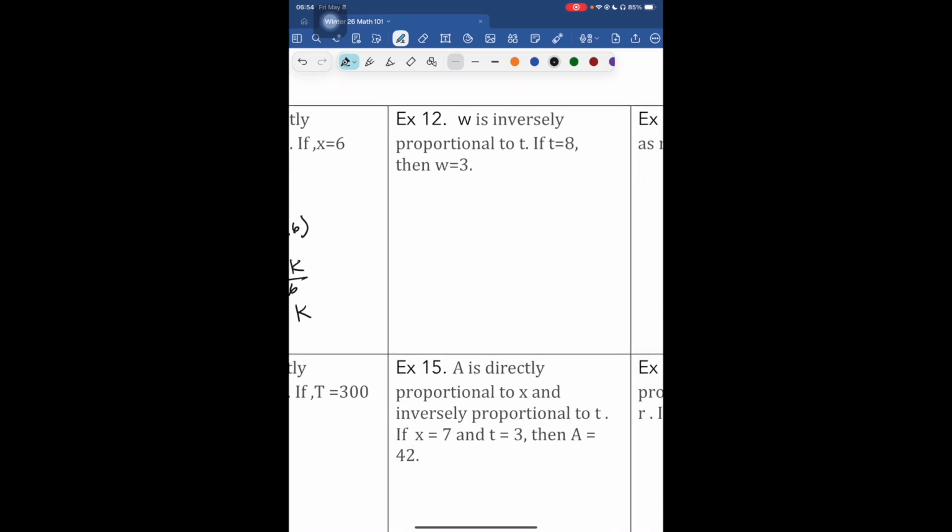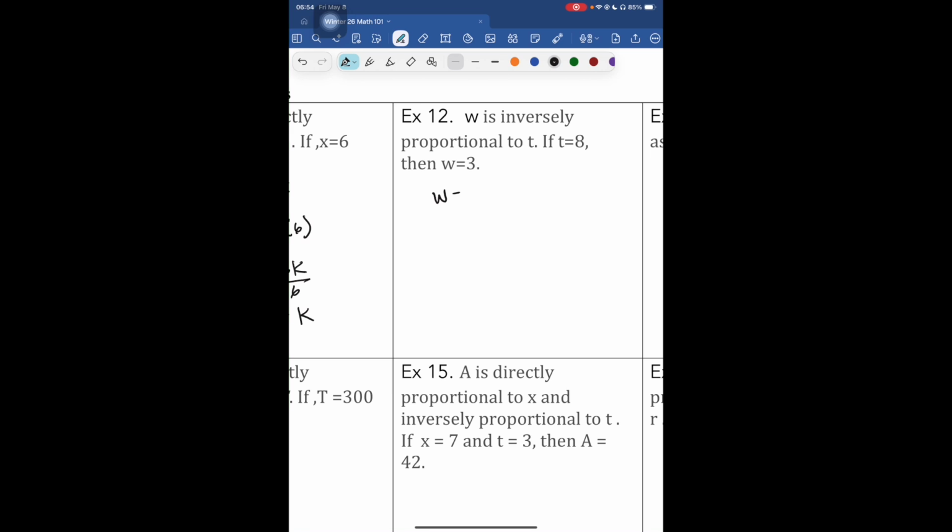Okay, example 12. W is inversely proportional to T, so it's going to be a fraction, with my constant k. If T is 8 and W is 3, what does k equal? Remember that when we have a fraction, we're just going to multiply it to both sides. So k is equal to 24.